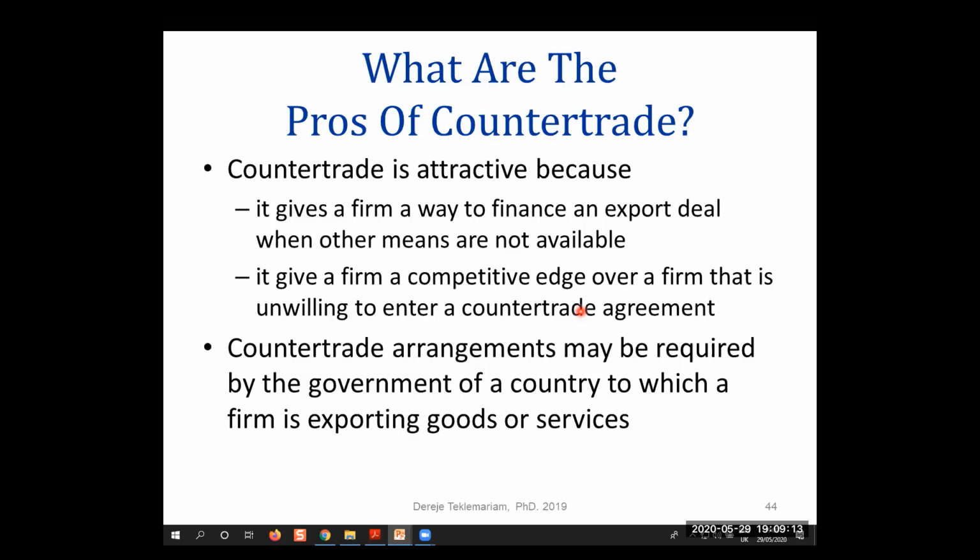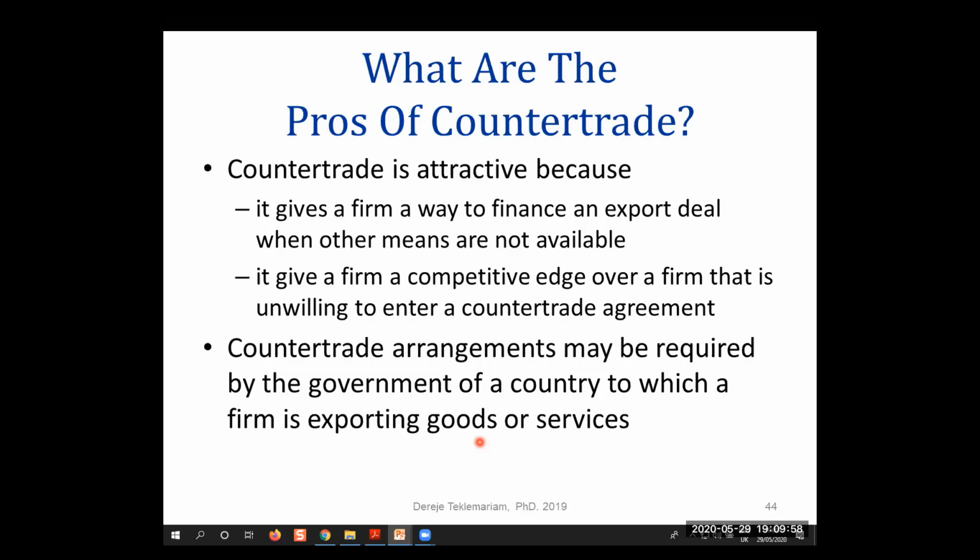Counter trade is normally advisable because it gives companies a way to finance an export deal when other financing is not really available. Second, it gives a firm a better competitive advantage over a firm that is unwilling to enter into a counter trade agreement. Then, counter trade arrangements may be required by the governments of a country to which a firm is exporting goods or services, and definitely it is one of the mechanisms through which governments can extend their hand to support international trade.